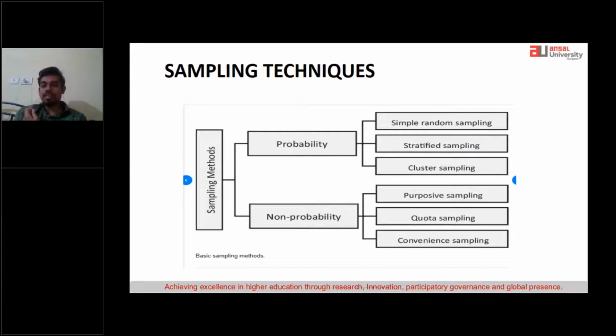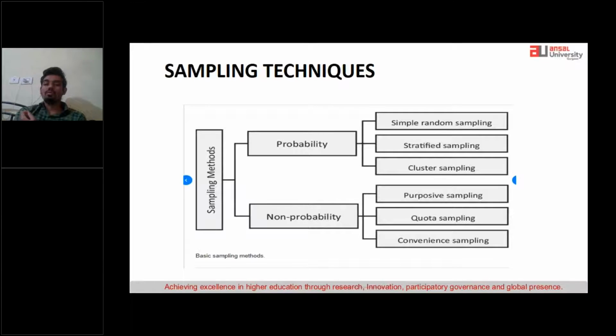Then comes sampling techniques. As I said, sampling techniques are very important. What will be your samples? Who will be your target population? Who will be your sample, which will be a part of your research study, from where you will extract your data? So basically in our optometry and ophthalmology research, most of our samples are human samples, right? We take participants, we take subjects, or we take patients.